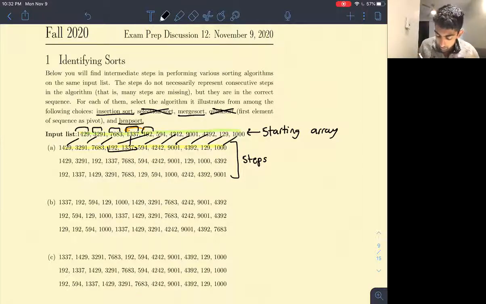Could it be heap sort? Again, with low probability, because in heap sort, what generally happens is we have some big element, let's say 9001, and then we move that all the way to the front. So with that in mind, the only two possibilities left are insertion sort and merge sort.